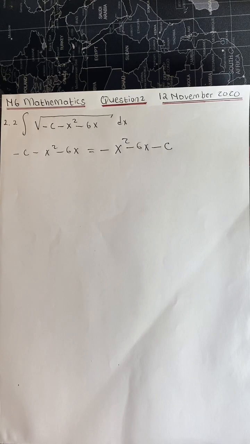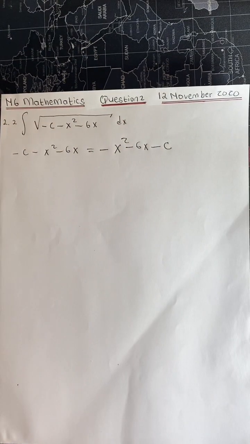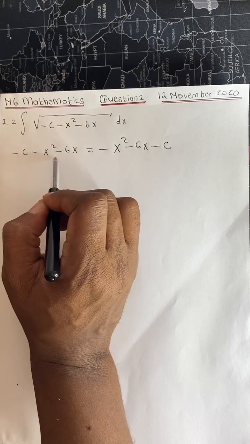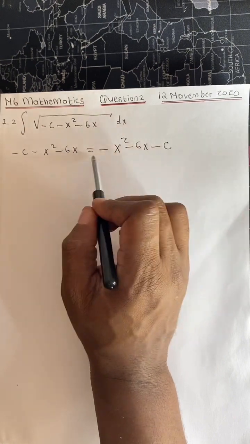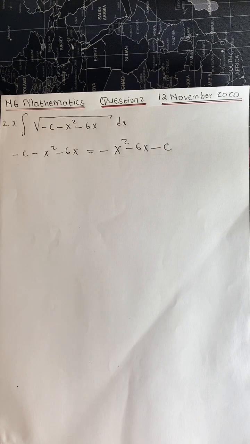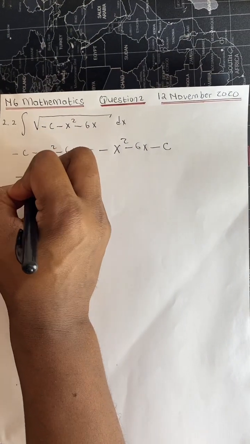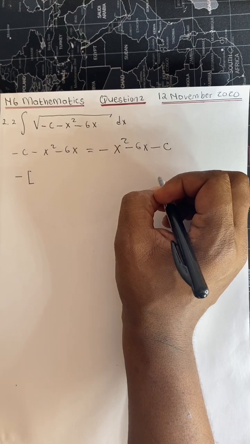Question 2.2, we have to evaluate the integral of the square root of negative x squared minus 6x plus c dx. In most question papers, they forgot to include the square root. So the first step is for us to take what's inside the square root and organize it in standard form, so that we can complete the square in order to evaluate this integral.